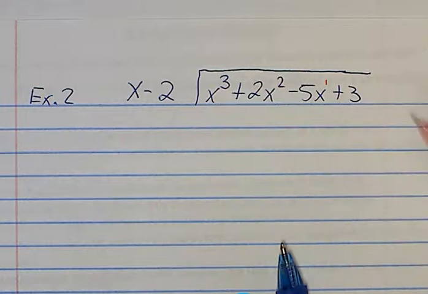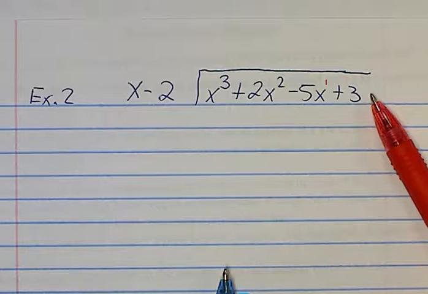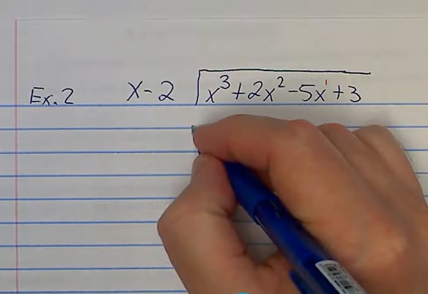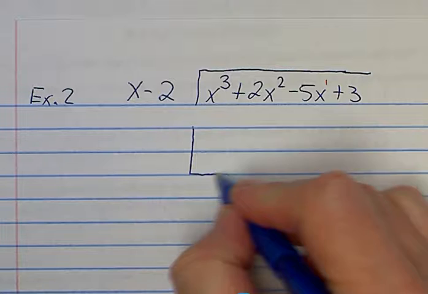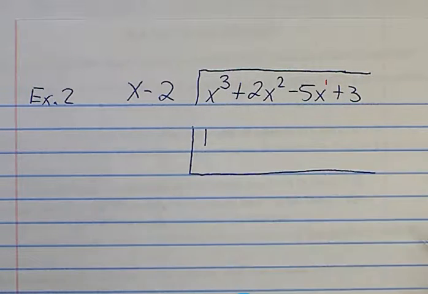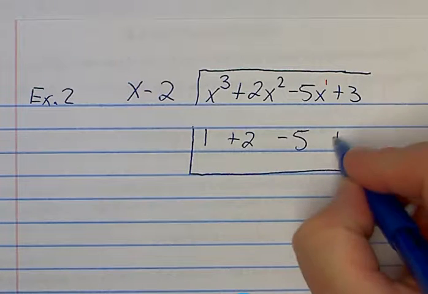So the powers are good there. And all the powers are here. We start off with x to the third, we've got x to the second, x to the first, and then just the constant term. So we didn't skip any powers of x, so all that's good. So now we're going to flip this thing upside down and bring down just the numbers. So we've got 1x to the third plus 2x squared minus 5, and then the plus 3.